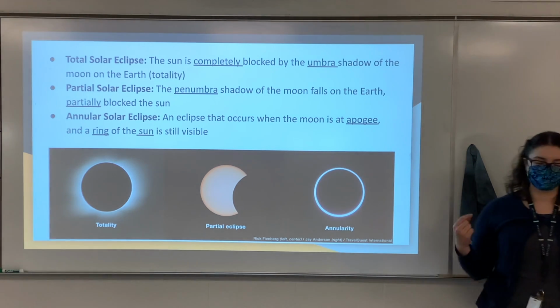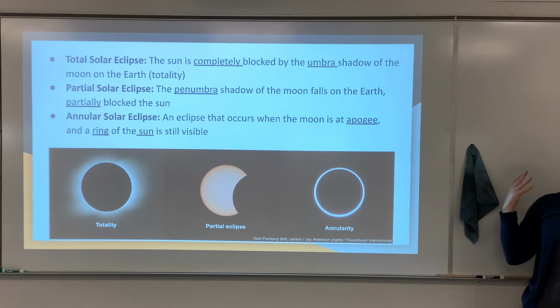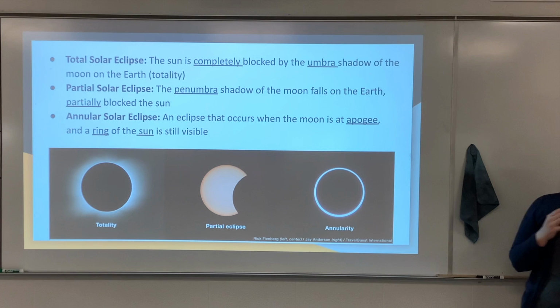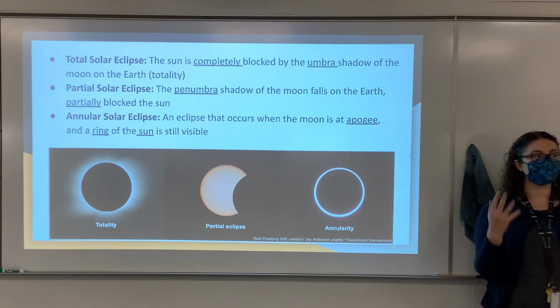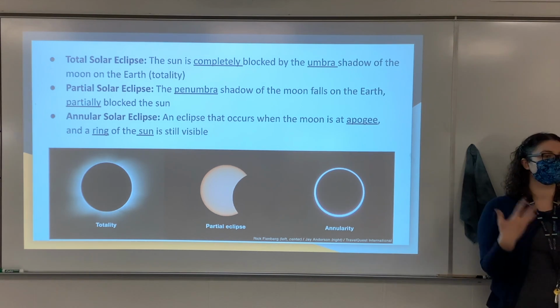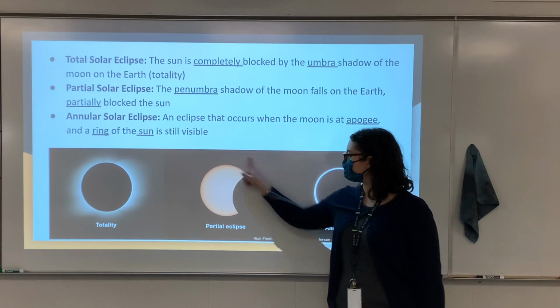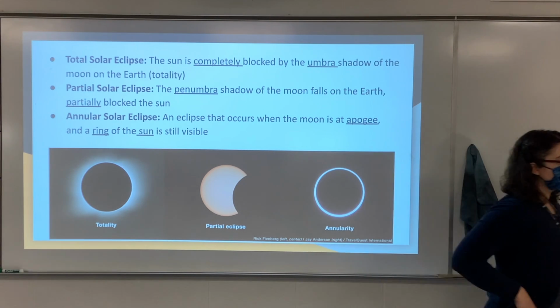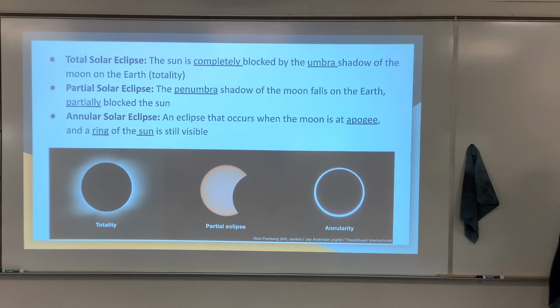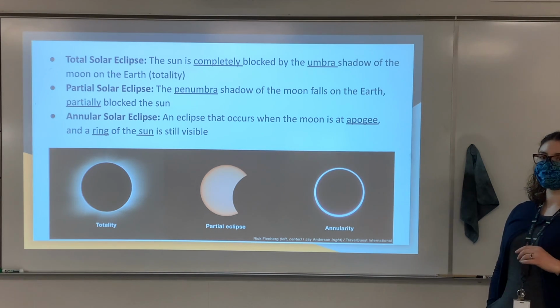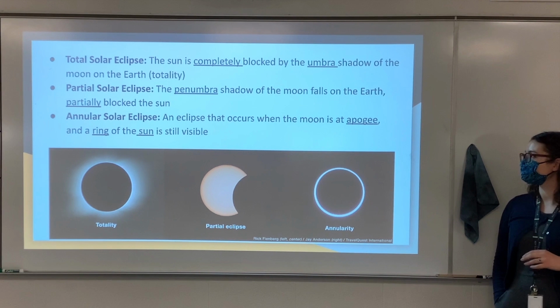A partial solar eclipse occurs when the penumbra shadow, that lighter outer shadow of the moon, falls on the earth. The penumbra shadow only partially blocks the sun. We can see an example of this right here in the middle. It was a partial solar eclipse that you would have been able to view from here in Michigan back in August of 2017. I'll show you a couple of pictures that I snapped when I observed it.